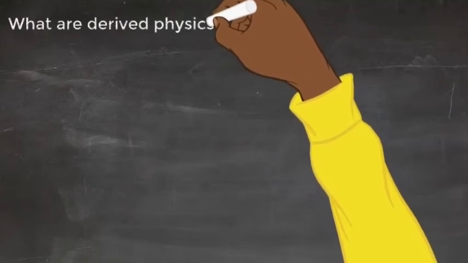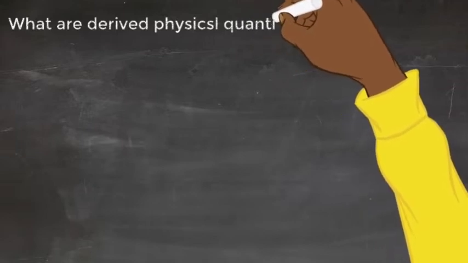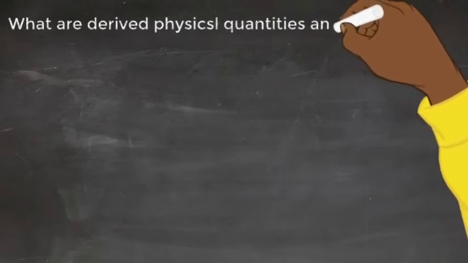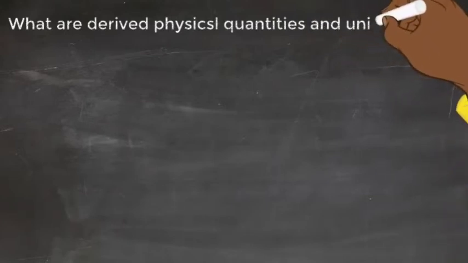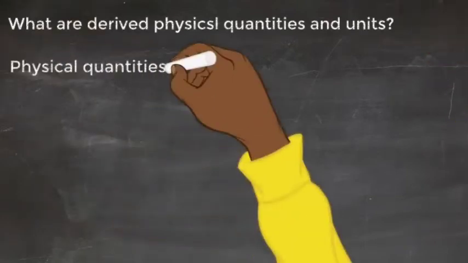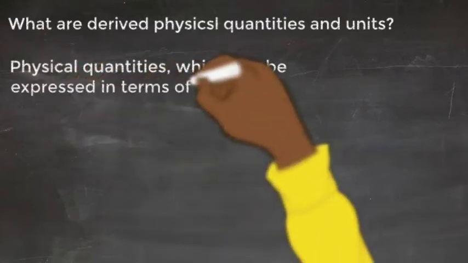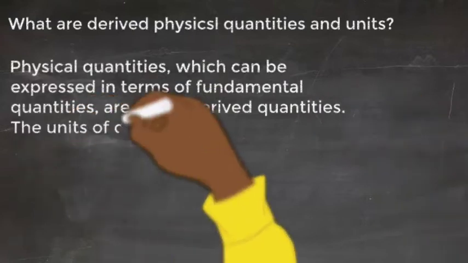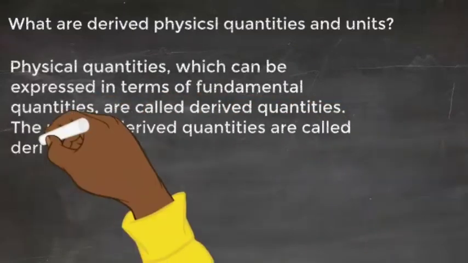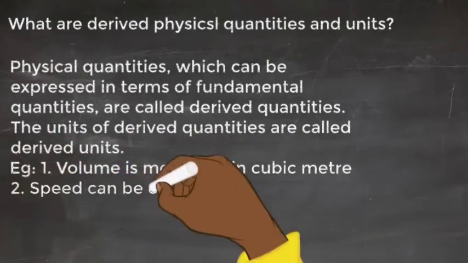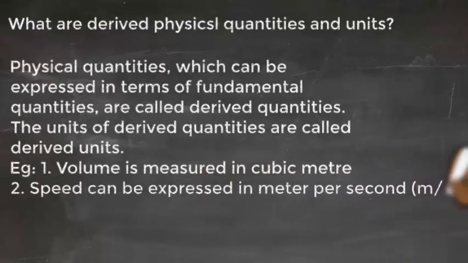What are derived physical quantities and units? Physical quantities which can be expressed in terms of fundamental quantities are called derived quantities. The units of derived quantities are called derived units. For example, volume is measured in cubic meter and speed can be expressed in meter per second.